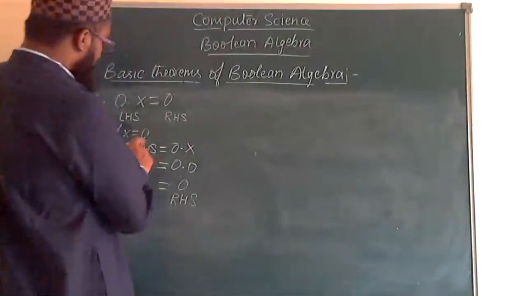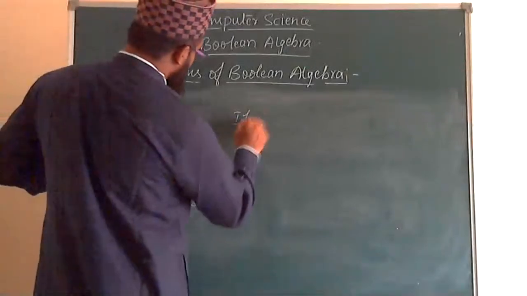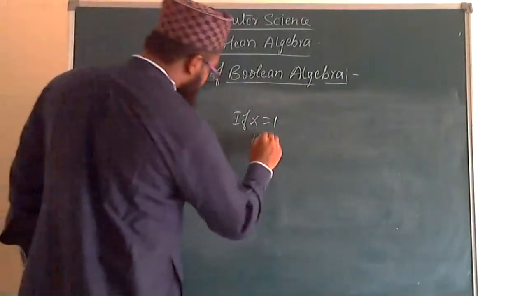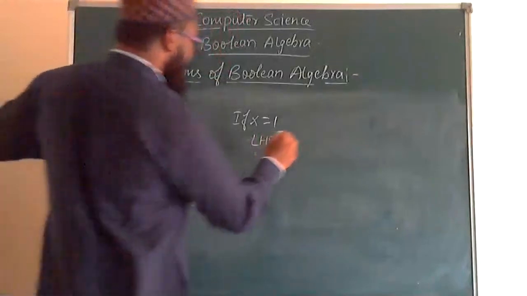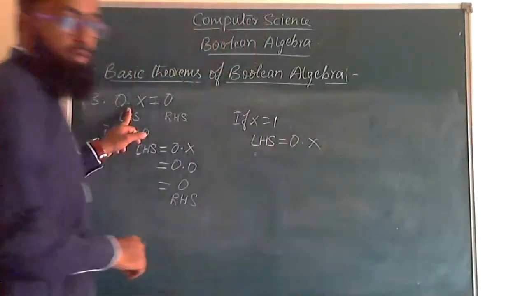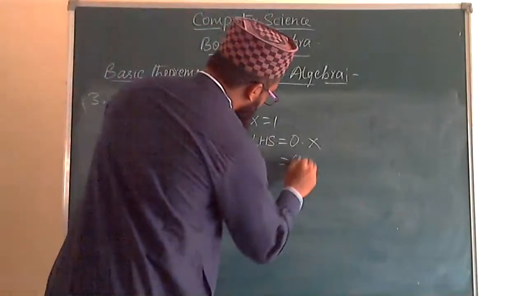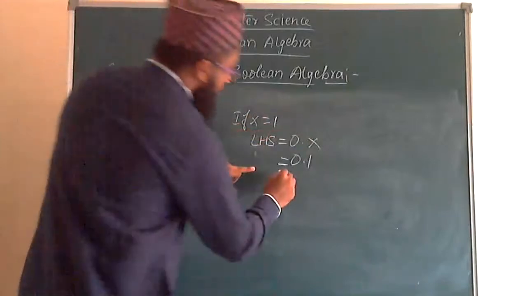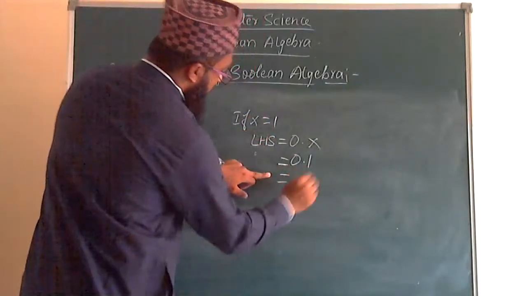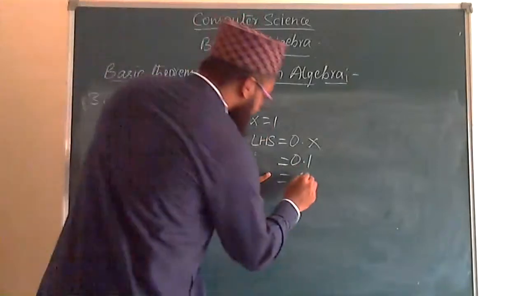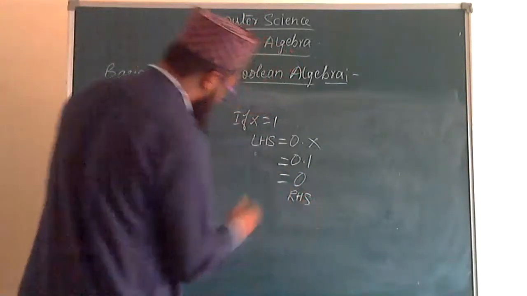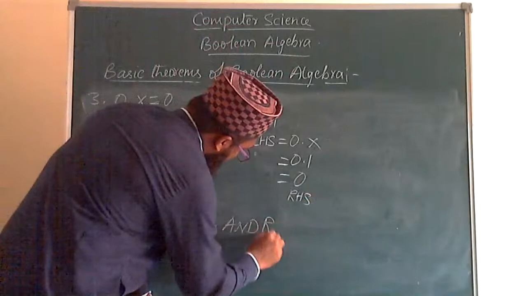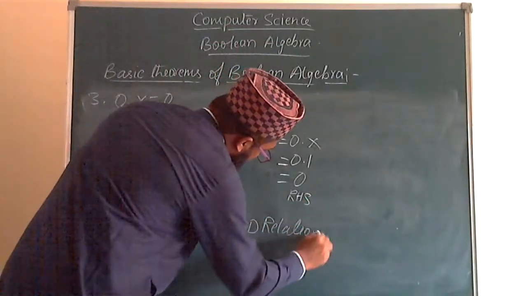Now we are taking x is equal to 1. Then take the same left hand side, that is 0 into x, which is equal to 0 into the value of x, which is 1 here. So 0 into 1 is anything into 0. We know that anything into 0 is always 0. Therefore, this is RHS, by AND relation.